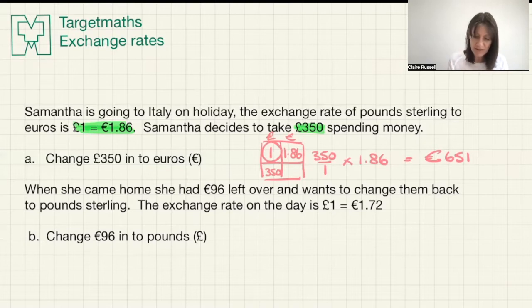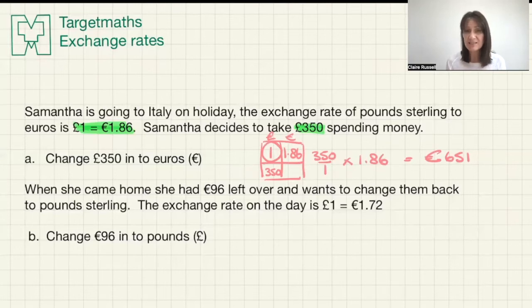Now, the only other thing that I'm going to say is the box itself is, like I say, a tool, and it's not recognized by the examiner. So you can't do that, skip this, and then just write the answer, because the examiner is just going to think, where's the working out? This is your method marks here. This is your working out. This just helped you structure it.